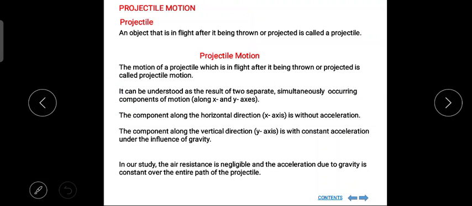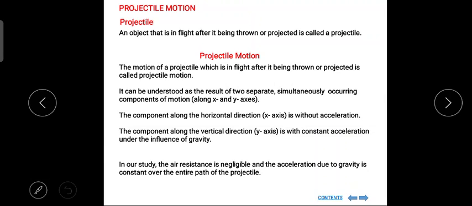Now it can be understood as a result of two separate but simultaneous components of motion. This word is very important: simultaneous. The first component is motion along the x-axis and the second component is motion along the y-axis. The component along the horizontal direction, the x-axis, is without acceleration, because throughout the motion its velocity is uniform, and in uniform velocity we can conclude that acceleration is zero.